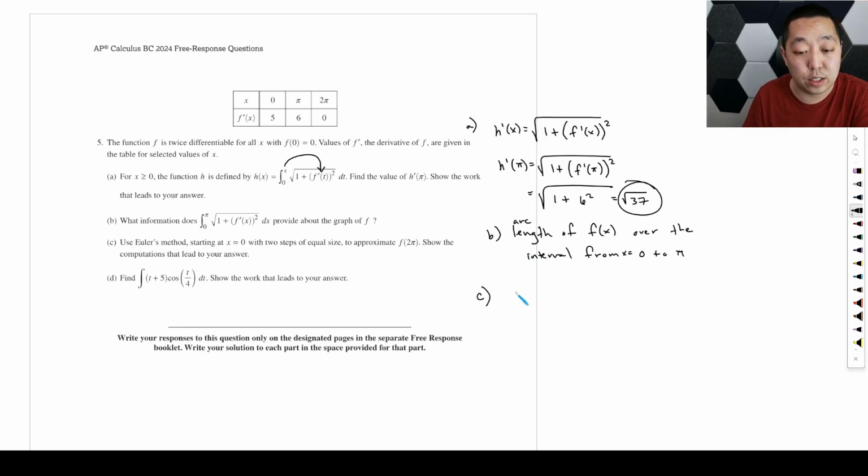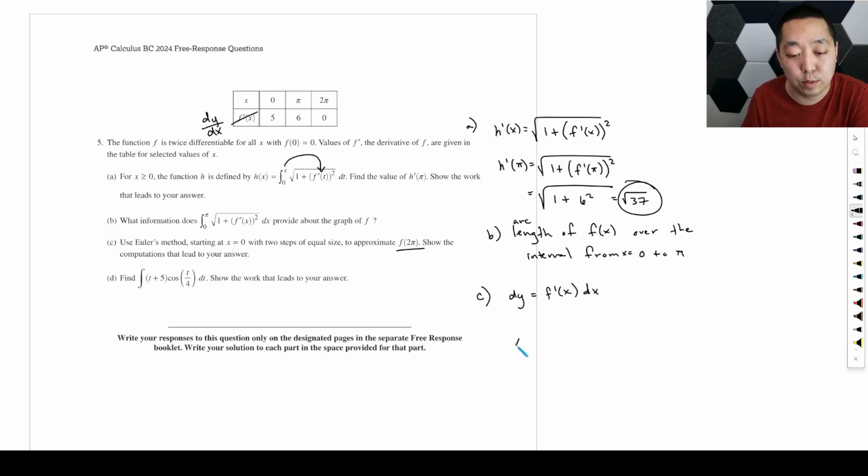Euler's method. The way I like to do Euler's method is I make a table. It's two steps of equal size to approximate f of 2 pi, show the computation. The way you want to think about it is I like to rewrite this as dy/dx. Therefore dy is equal to f prime of x dx, where the derivative tells you the step sizes.